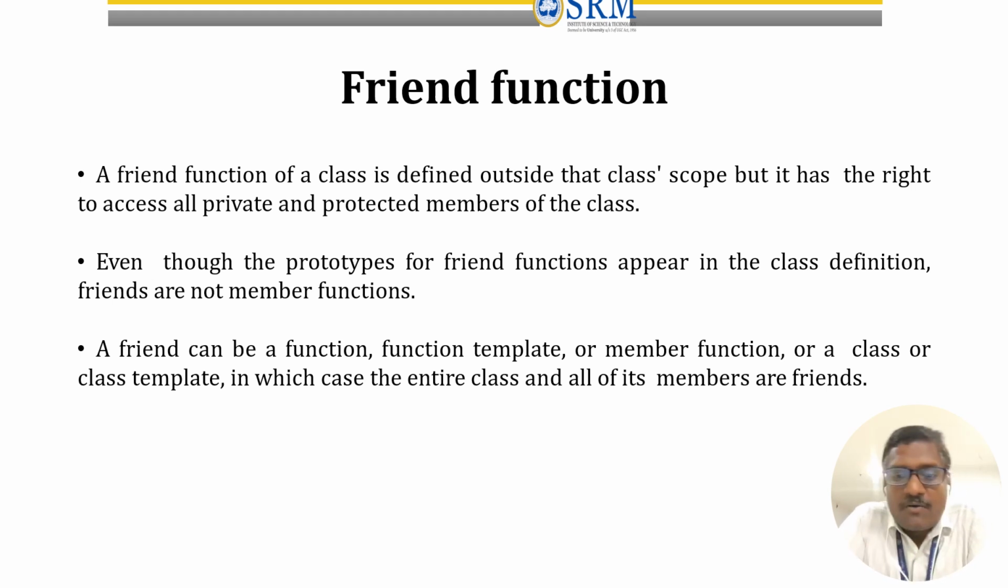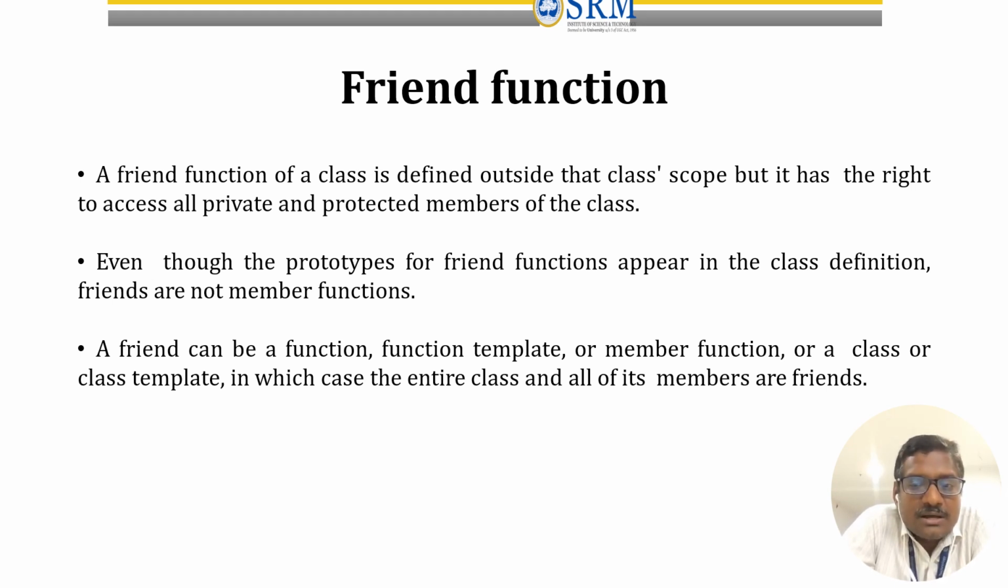What is a friend function? A friend function is a non-member function. That means it does not belong to any other class. A friend function is defined outside the class scope, but it has the right to access private and protected members of the class. As a result, it's violating the OOPS feature.